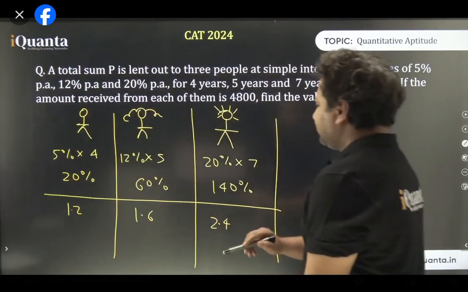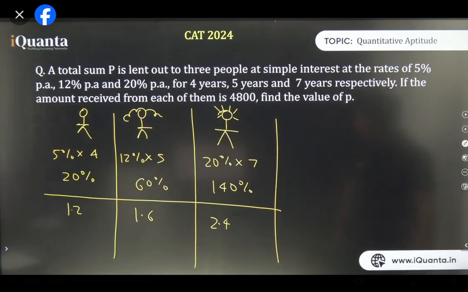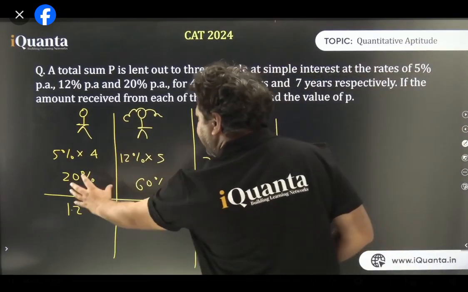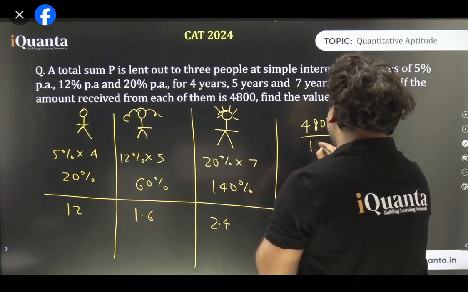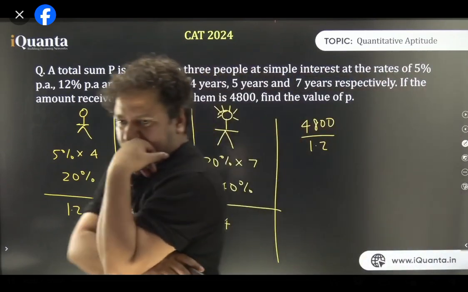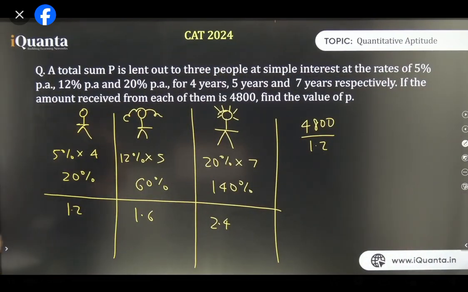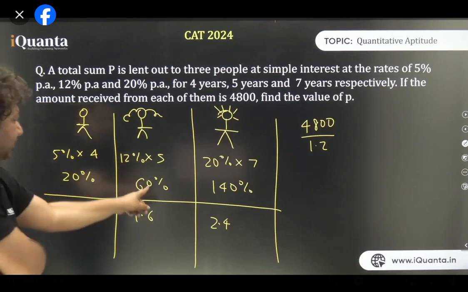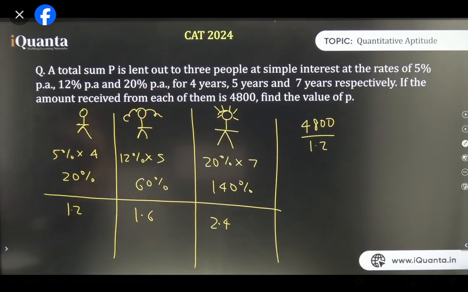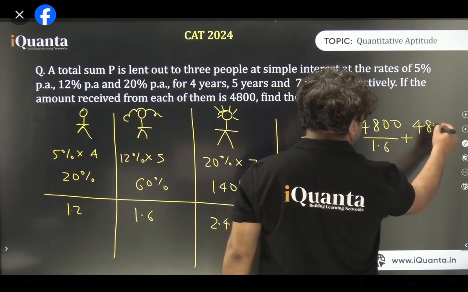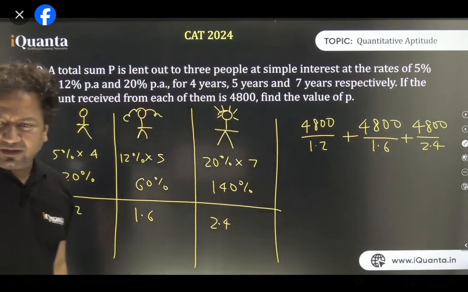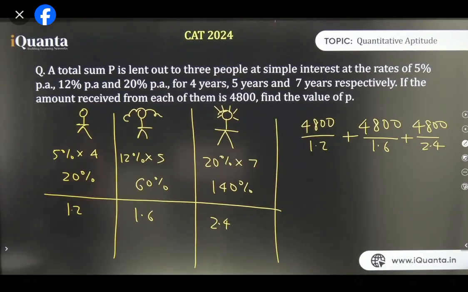All right. So, for the first person, whatever this guy had, he got 1.2 times of it. That means initially he had 4,800 upon 1.2. Can we say that? First person initially had 4,800 upon 1.2. The second person had 4,800 upon 1.6. And third person had 4,800 upon 2.4. Let's add them all and get the answer. 9,000 is the answer. Got it?